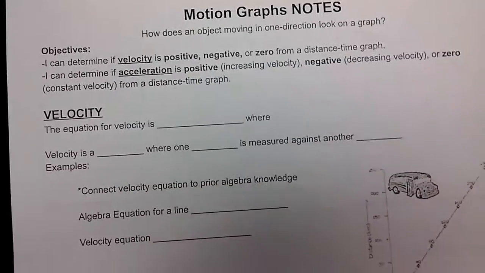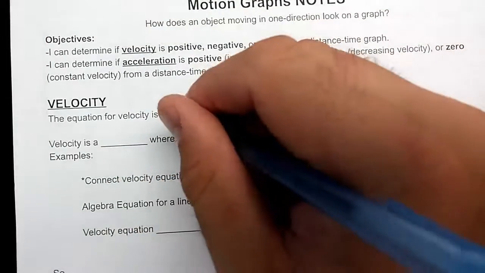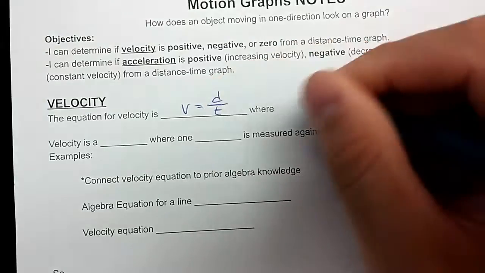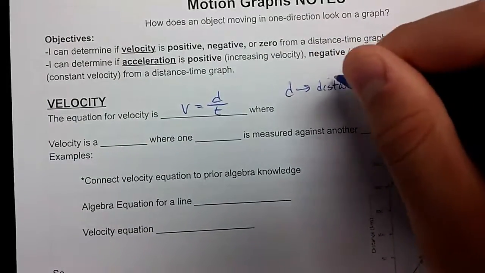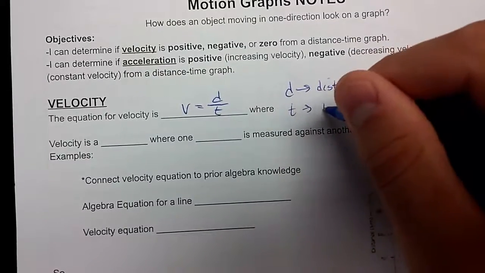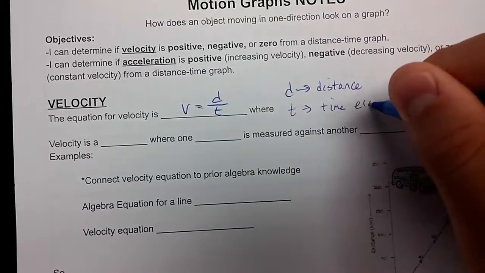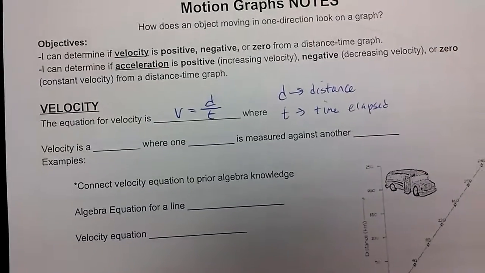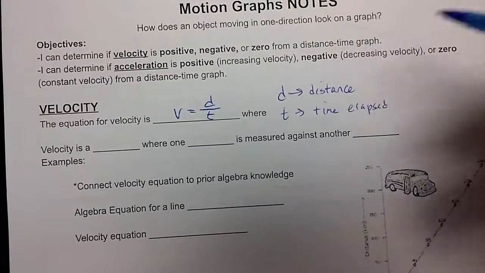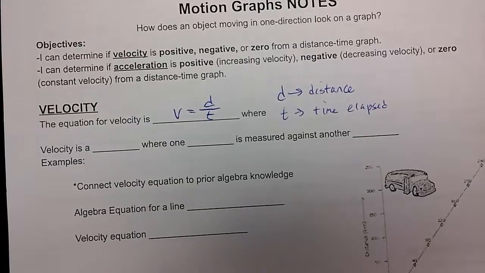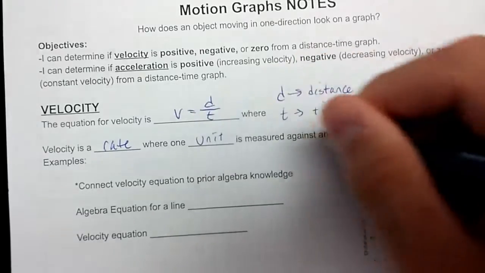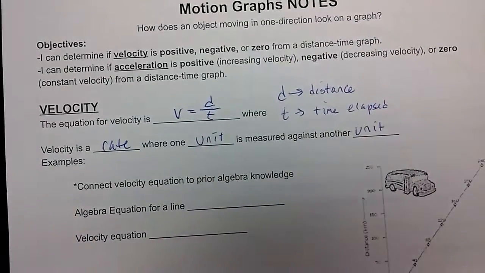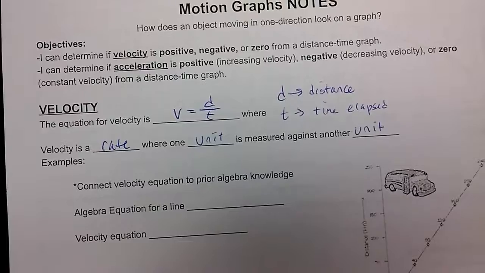Let's first define the velocity. The equation for velocity is v equals d over t. Remember that d is your displacement, or in this case, we're just going to talk about distance, and t is your time elapsed. So if you divide your distance by time elapsed, that's going to be your average velocity. It is a rate where one unit is compared to another unit, and that could be meters per second, miles per hour, kilometers per hour, whatever we're measuring in.